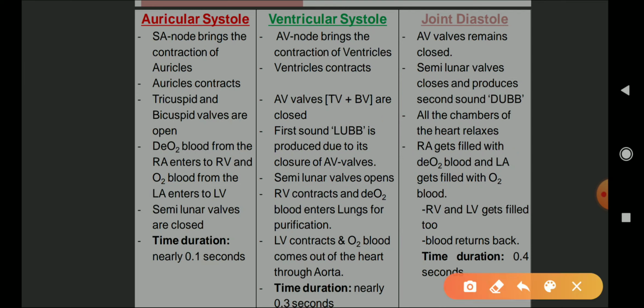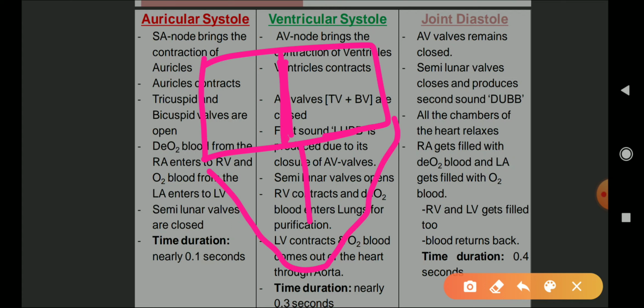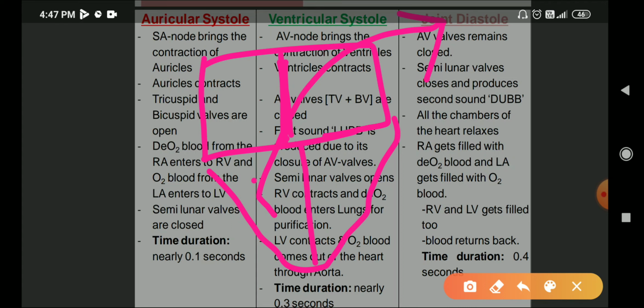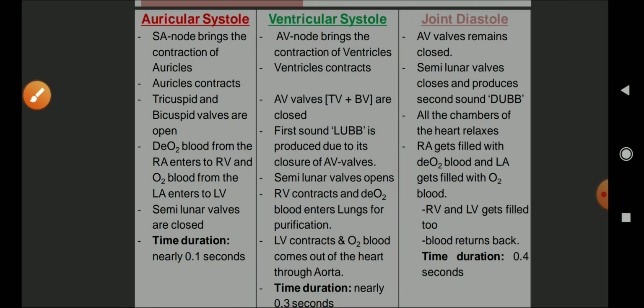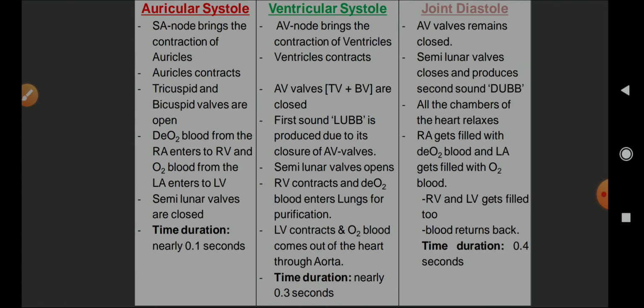You can see the same thing during the ventricular systole. But in ventricular systole, what happens? The auricles remain the same size, while the ventricles contract. The right ventricle supplies blood to the lungs through the pulmonary artery and the left ventricle supplies blood to the body organs through the aorta. At that time the semilunar valves open and the tricuspid and bicuspid valves close, which produces the first sound known as lub. If you see and try to understand, it becomes easy.